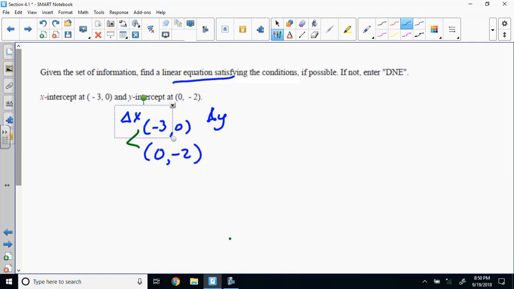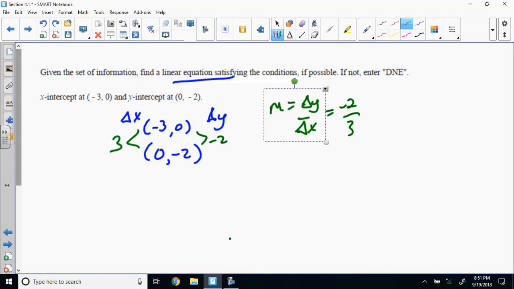Negative 3 to 0 is how much? 3. Why is it positive 3? Because it's going up the number line. Good. How about 0 down to negative 2? Minus 2, right? So slope is change in y over change in x, which is negative 2 over 3. I have to make sure I can simplify my fraction, and then look at my signs. A negative divided by a positive, so the overall result is negative. So you stack it up as your x-intercept over your y-intercept.